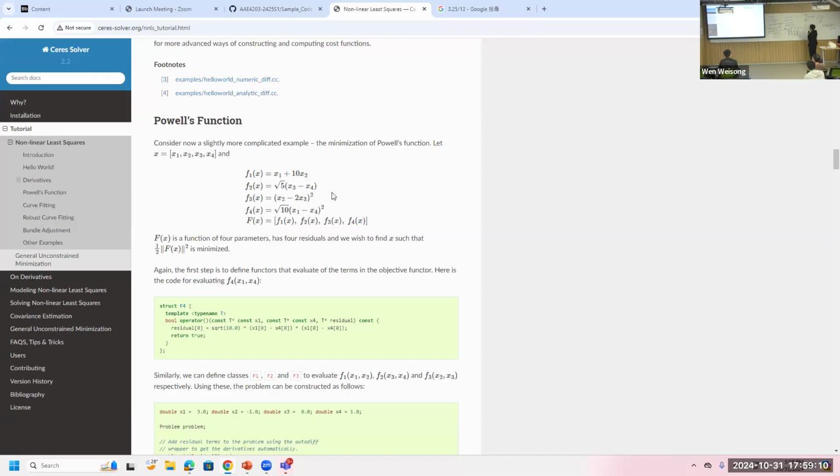2 minus 2x3. Okay, and this one is slightly different, and the last one should be 0. And for the third equation, for the fourth equation, it should be 2 times square root 10, and minus 2 square root 10.